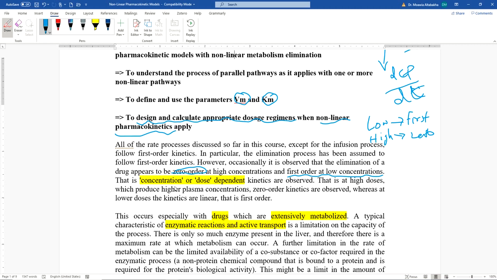Now, for you to understand other cases, we need to know what the other cases are. We have, for example, you studied in metabolism, you studied about induction and you studied about inhibition. Induction and inhibition will cause non-linear pharmacokinetics, but we will not talk about that. Then we have another case. This other case is referred to as chronopharmacokinetics.